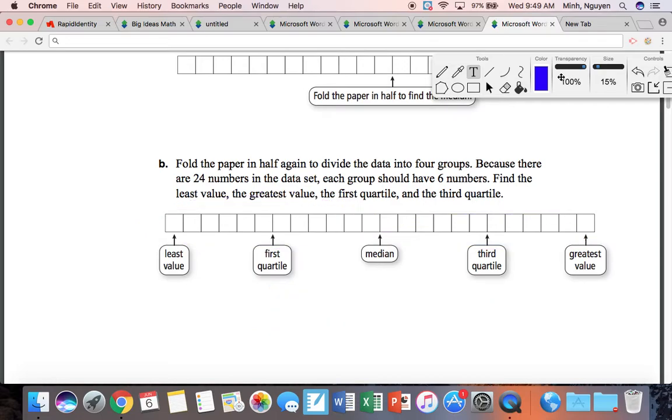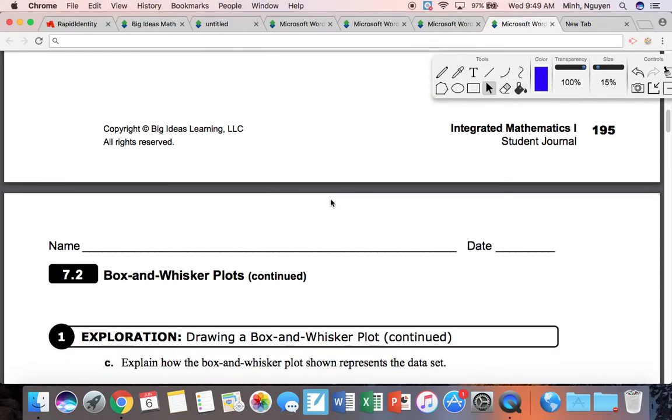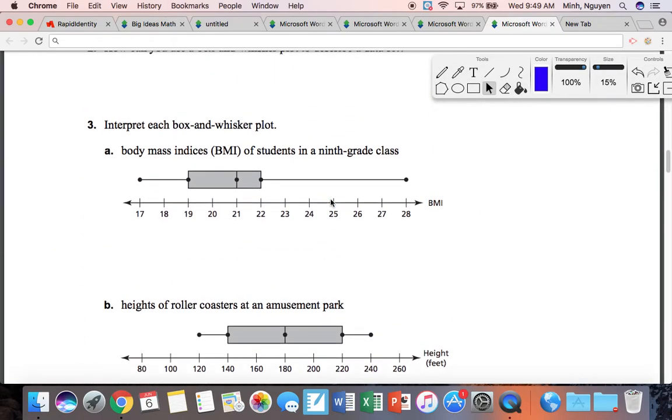It doesn't really matter. So moving on, blah, blah, blah.